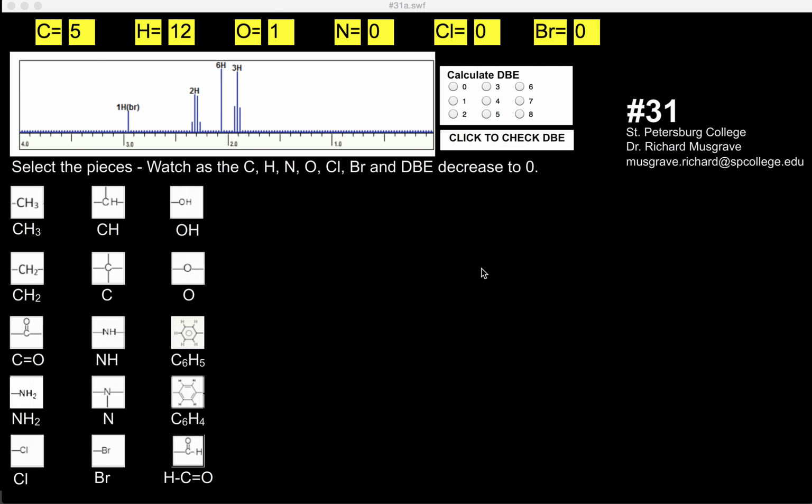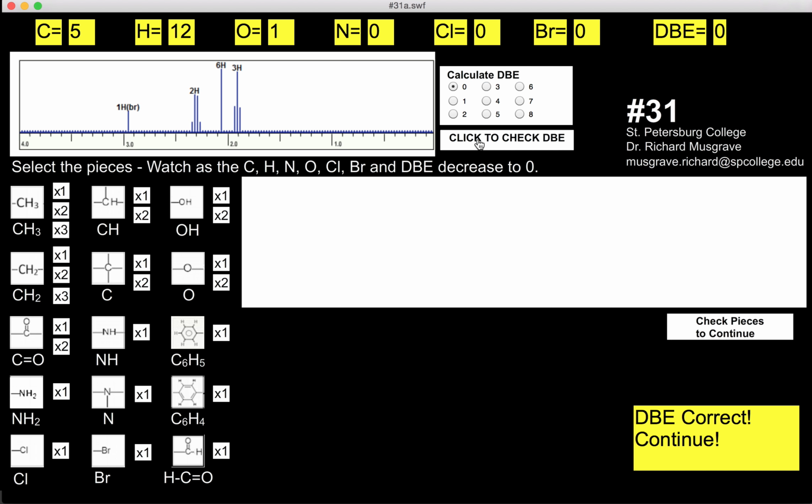This one is C5H12O. It has 0 double bond equivalents. We have a 1H broad, that's going to be an OH. We have a CH2 here, and we have a 6H, which is going to be 2 CH3s, and another 3H, that's going to be another CH3. So we're looking at 1 CH2, and we're looking at 3 CH3s.